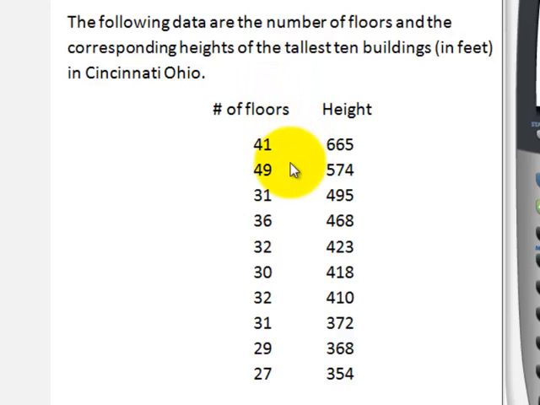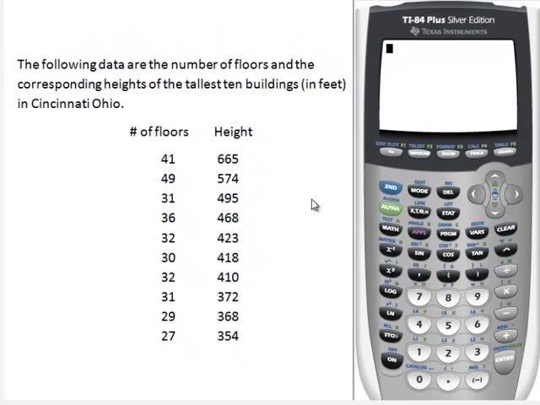Our explanatory variable is going to be the number of floors. Our response variable is going to be the height. Let's start with the scatter plot. First thing that we need to do is input this data into a list. Normally, you'll want your explanatory variable in list 1 and your response variable in list 2.